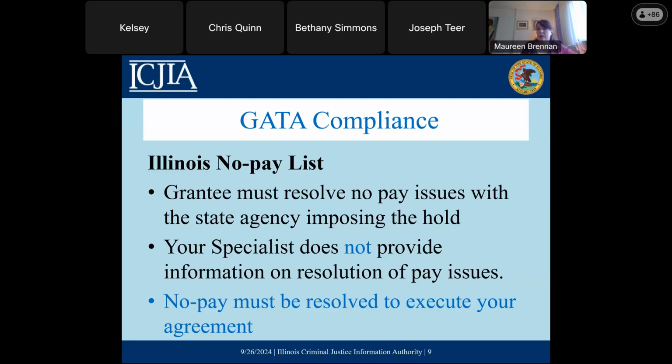The way that it works is that the agency that places you on hold will be communicating with you. And so you'll have to work with them to resolve whatever issues put you on that no pay list before we can move forward with the execution of your agreement. And if the authority has been the agency that placed you on the no pay list, again, you'll have received correspondence regarding that status, and there'll be contact information in that correspondence. So your grant specialist can't act as a liaison on that, but they can red flag that for you so that you can pay attention to it and resolve those issues to get your agency off the no pay list.